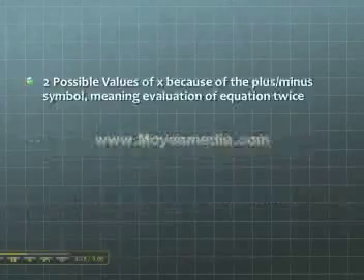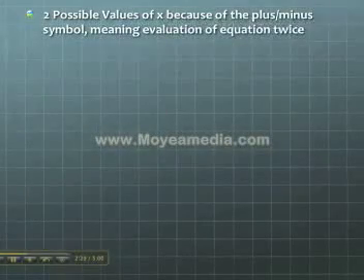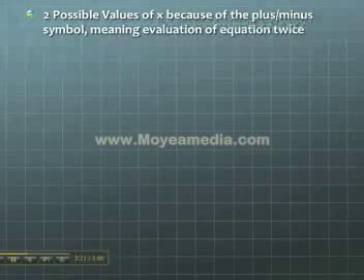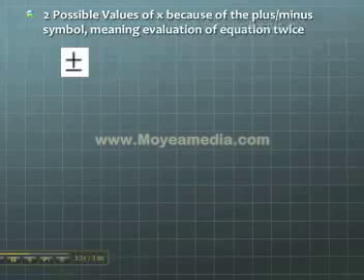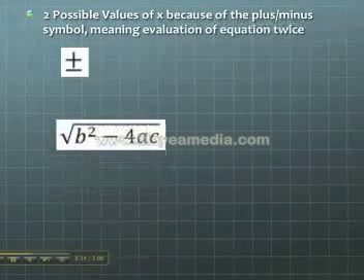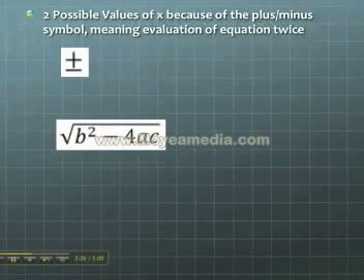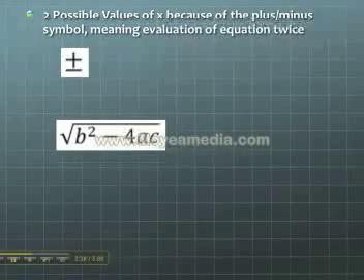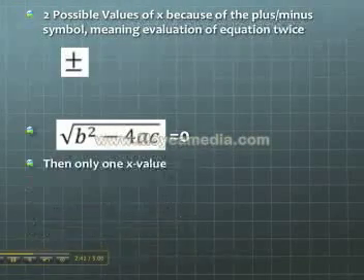This formula gives two possible values for x. The two solutions are shown by the plus or minus symbol. This means that you have to evaluate the expression twice, once by addition and once by subtraction. If b squared subtract 4ac equals 0, then you will get the same result both times, which means that there is only one x value.